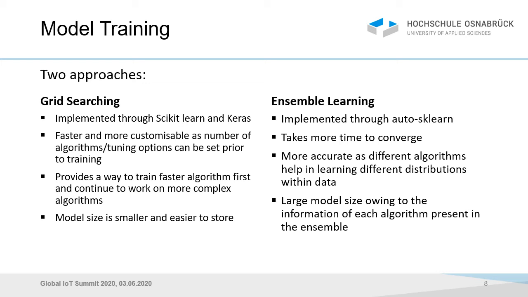Although ensemble learning took more time to converge, it was often more accurate than the best model from the grid search. This is because ensemble learning applies different algorithms on the same data to create one model which can learn different patterns and distributions within a dataset more accurately.